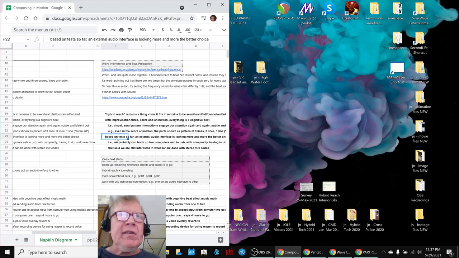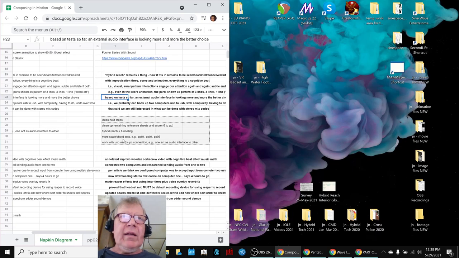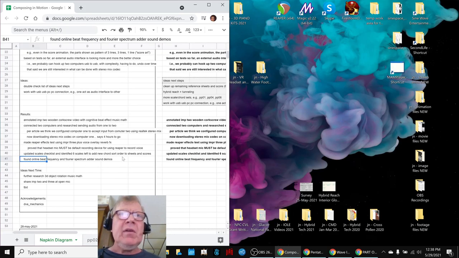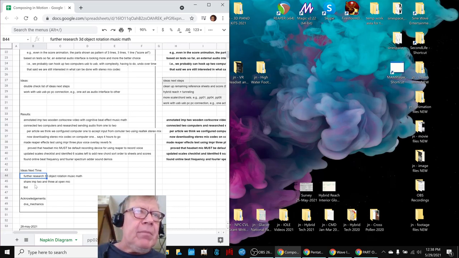So based on our tests, we think an audio interface is probably worth getting if we're going to experiment with that some more. We will keep working with connecting the computers with USB because we're learning a lot from it. But you have to make initially complex updates to the configuration, and then you have to undo it, which we proved on Reaper, because when we configured it one way, Reaper couldn't hear our mic anymore, then we unconfigured it, and then Reaper could hear our mic. It gets complicated.